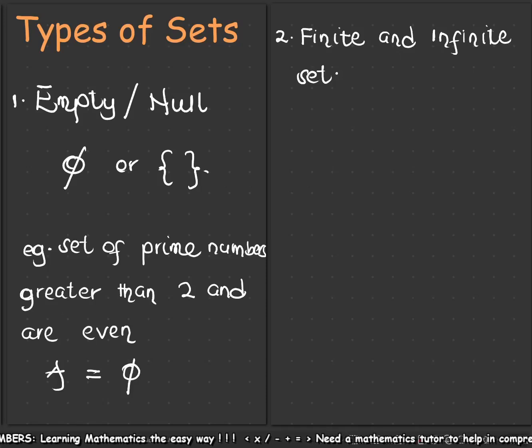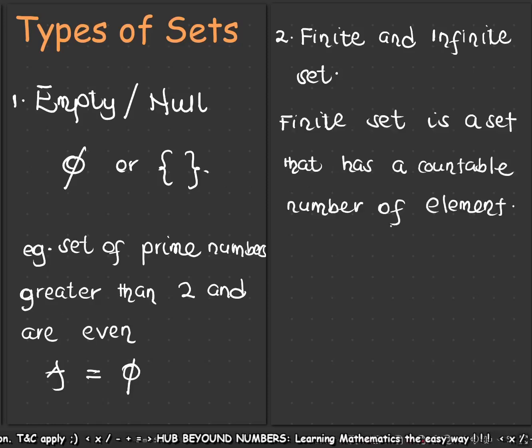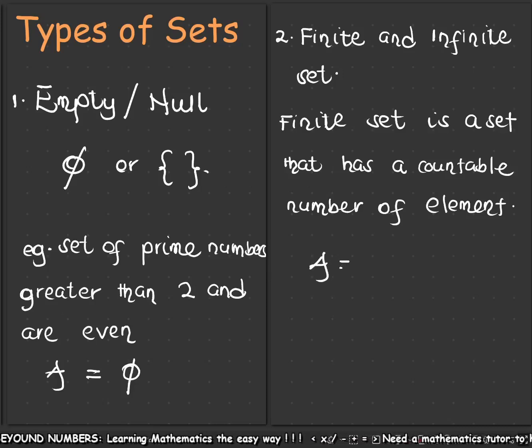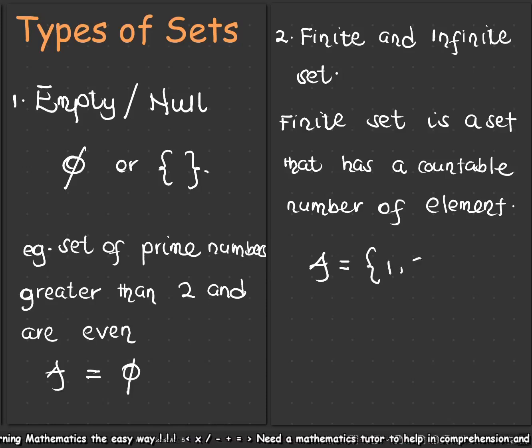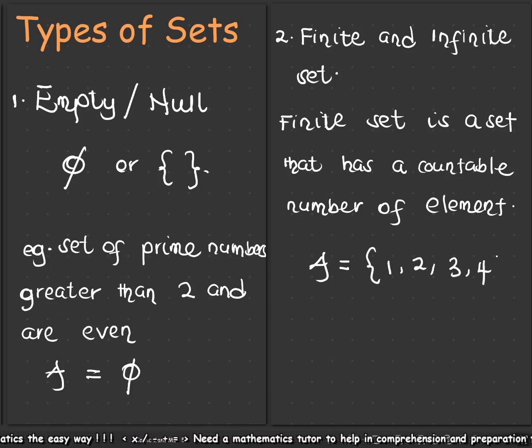When you say something is finite, it simply means it ends. Okay. So for finite sets, these are sets that have a countable number of elements. If you say its number of elements are countable, it means you can actually count them. So if you have set A, which has elements, let's say 1, 2, 3, and then 4, we can tell that it has what? 4 elements in it. You see, we can count them out.